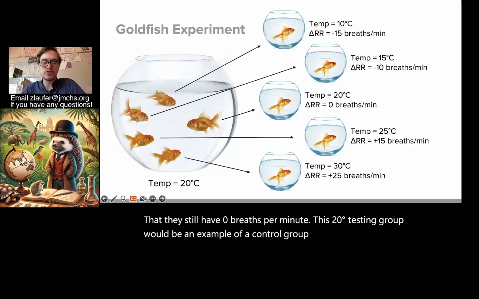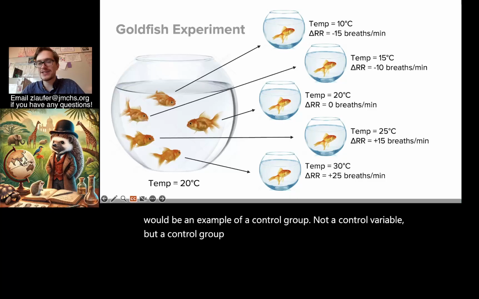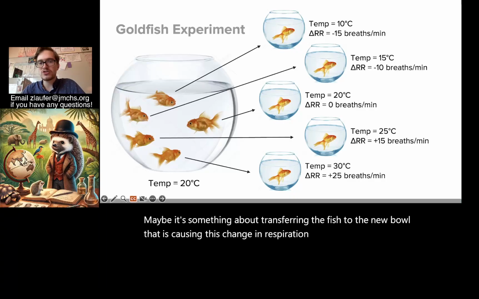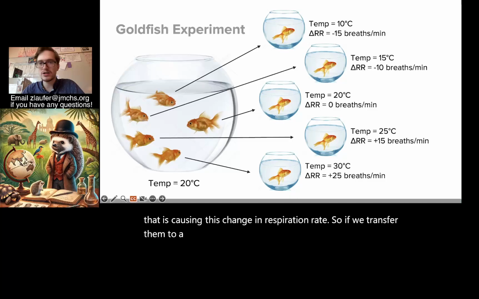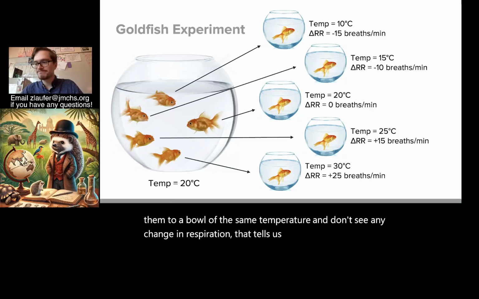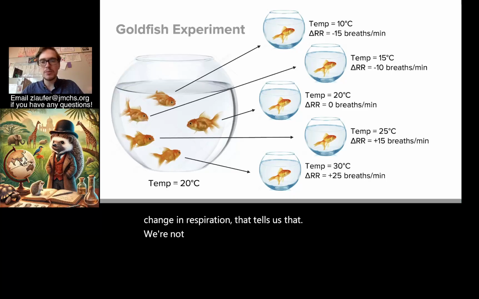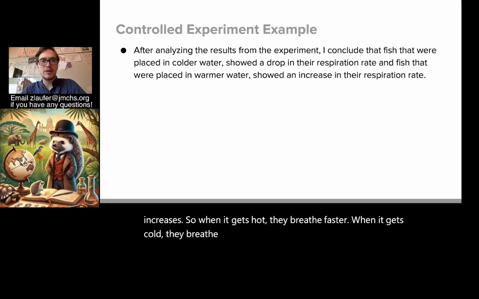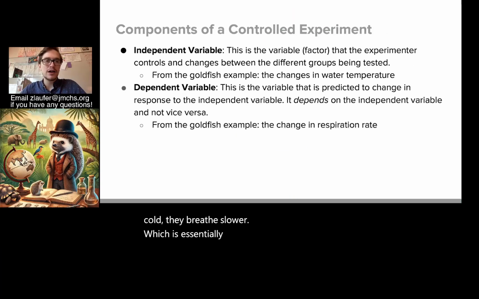Not a control variable, but a control group, because you still want to test that maybe it's something about transferring the fish to the new bowl that is causing this change in respiration rate. So if we transfer them to a bowl of the same temperature and don't see any change in respiration, that tells us that we're not affecting the experiment in some way that we aren't considering. And then the respiration rate increases when the temperature increases. So when it gets hot, they breathe faster. When it gets cold, they breathe slower, which is essentially what this says.